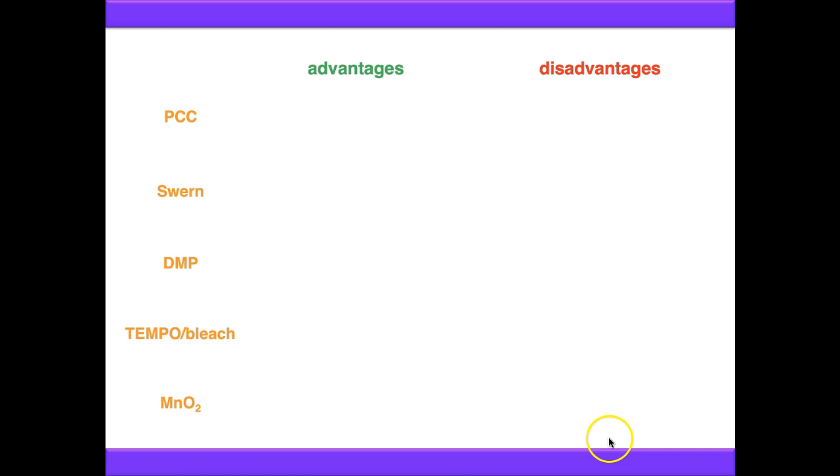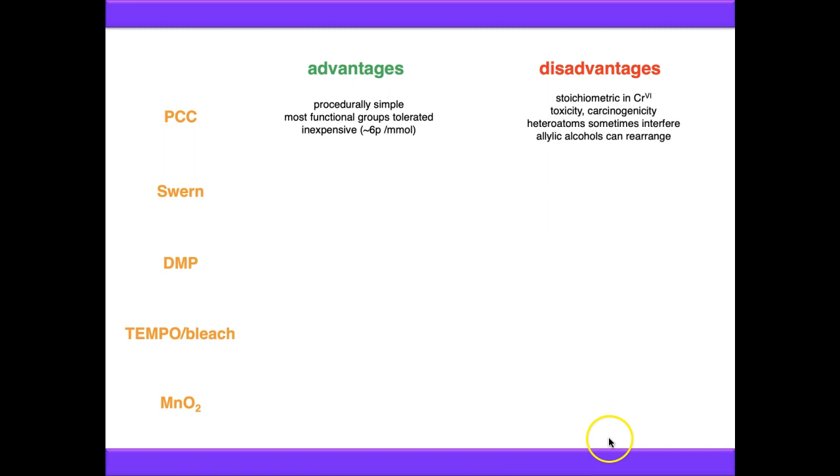So the final slide is just a few of my observations from my experience of using these reagents, a few advantages and disadvantages that might help you in selecting a reagent to use for your particular substrate. So advantages of PCC is it's very procedurally simple. It's just literally an orange solid. You add it to the flask. It tolerates most functional groups, and it's very cheap.